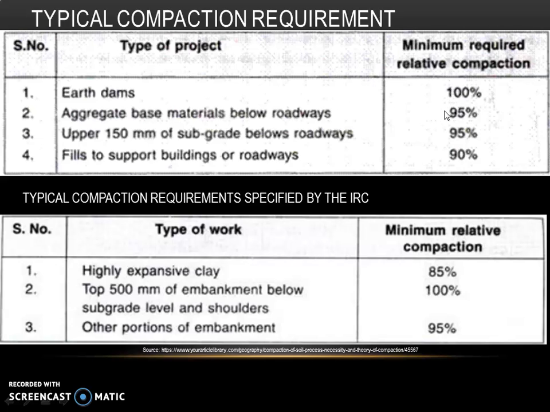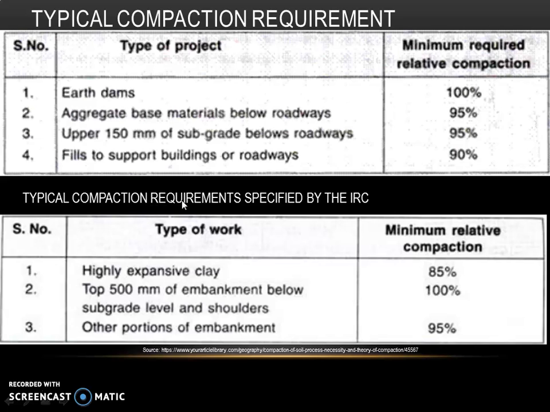This table indicates the value of relative compaction for different types of project. For earth dams, relative compaction is 100%. For aggregate base materials below roadways, 95%. Upper 150 mm of subgrade below roadways, 95%. And for fills to support buildings or roadways, it is 90%.